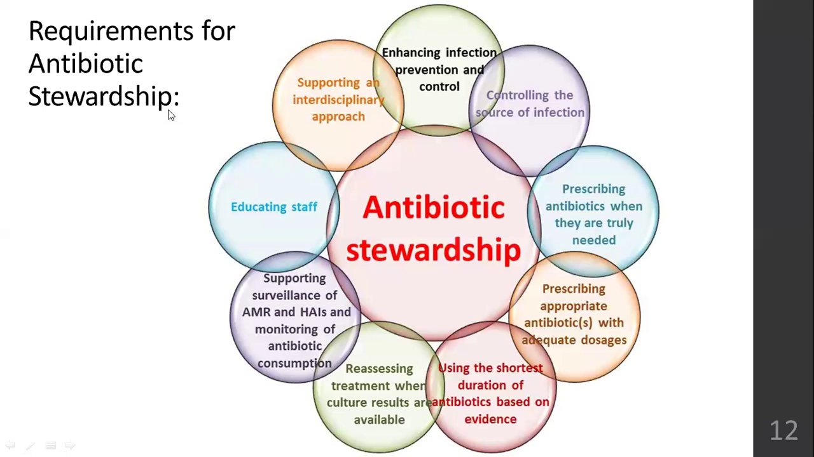Then these all are the subcategories that come under antibiotic stewardship. So when you follow antibiotic stewardship, all these subcategories get enhanced. They function cohesively with each other. So your infection control and prevention becomes enhanced. You will not try to falter there. And controlling the source of infection: if there is a chain of infection, an outbreak that has happened, you will control that.